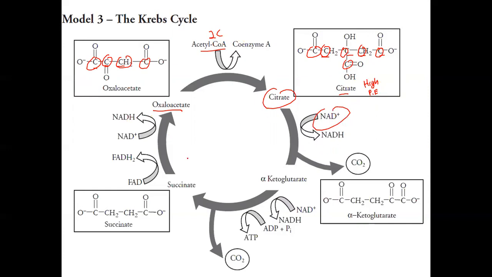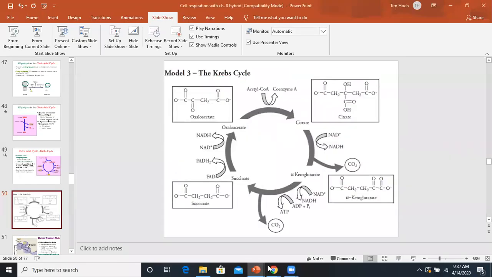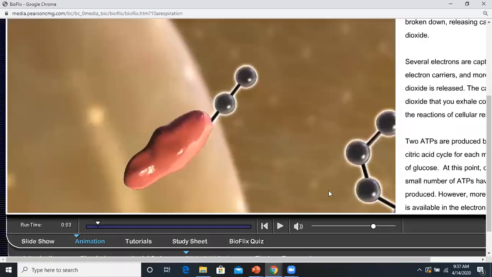So don't fixate so much on all the names. You're not necessarily required to memorize them. Key thing here is you lose some CO2. You make a high amount of NADH and FADH2. Again, what is FADH2? It's just another electron carrier. So let me show you the other visual here.